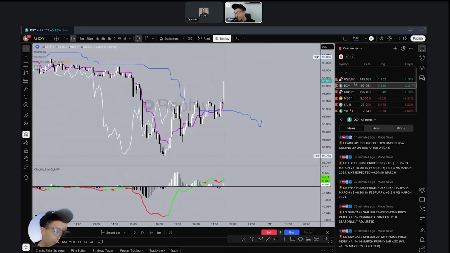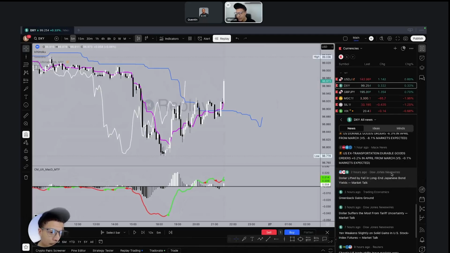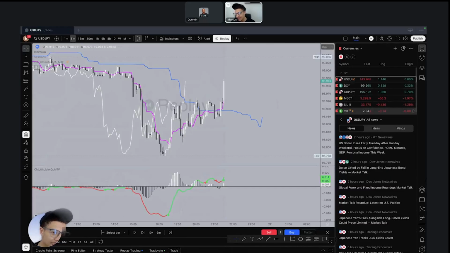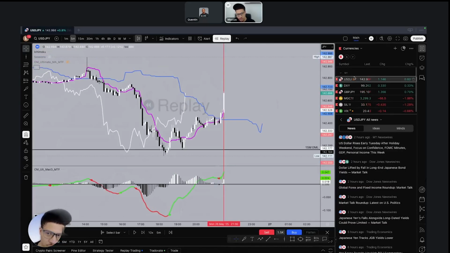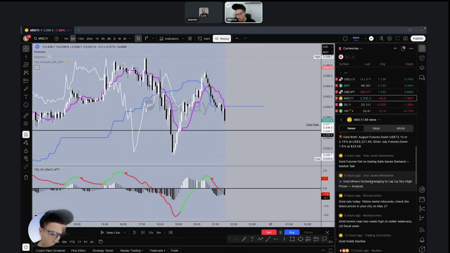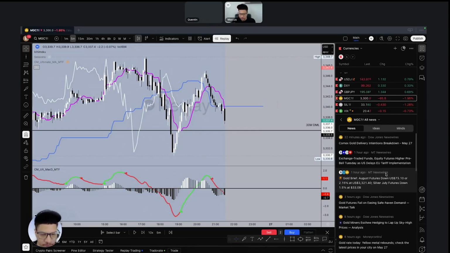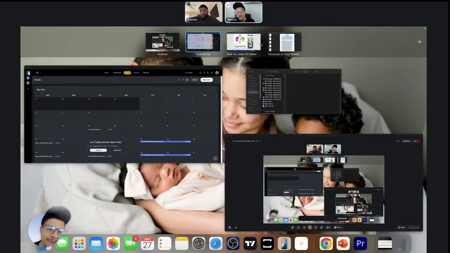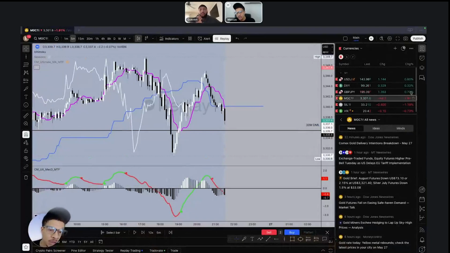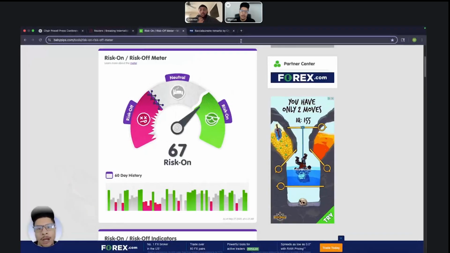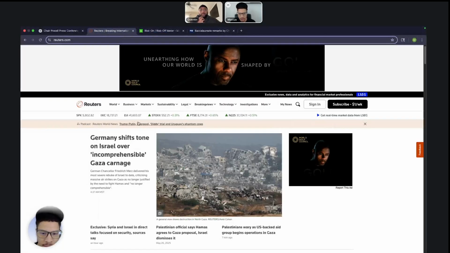So I would encourage at least having the DXY and looking at the DXY. But also, if you have USD in a pair you trade, that'll work. And then gold of course as well. So Babypips, TradingView, and then finally Reuters.